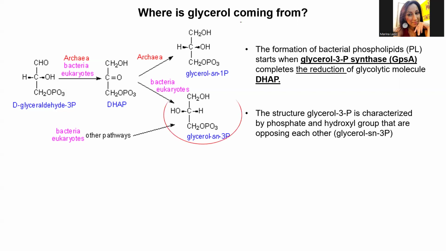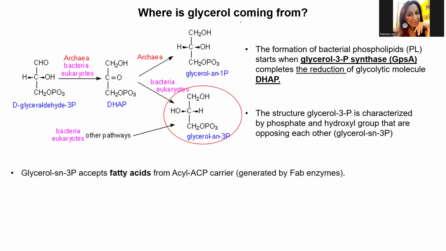Now, this glycerol 3-phosphate is going to attach fatty acid. And where is the fatty acid coming from? Fatty acid is coming from acyl ACP. ACP stands for acyl carrier protein. We will see in the next slide how this acyl ACP structure is built, but now this is just a brief overview.